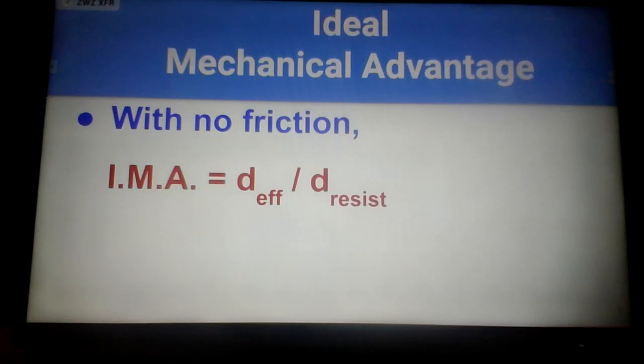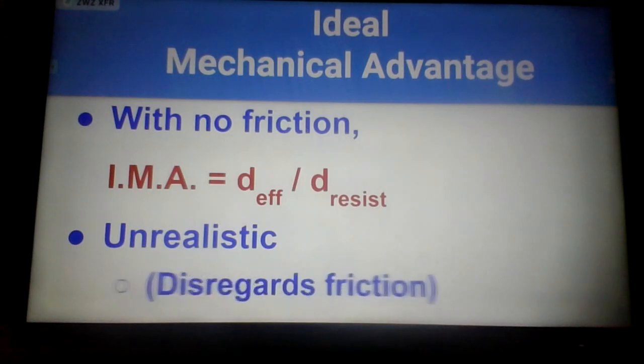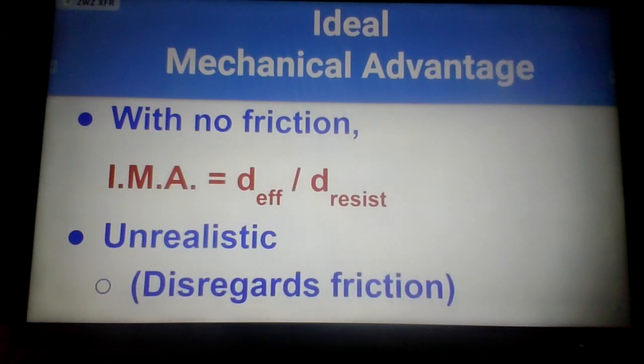Practice problems are going to make this a lot easier to follow, but ideal mechanical advantage is the distance that we apply the effort force divided by the distance that the resistance force moves. This is unrealistic because, look at the top there again, with no friction, but there's always at least a small amount of friction. This disregards friction. Ideal would mean that would be the best possible scenario if there was no resistance. But again, there's always some kind of resistant force, and that's called friction.